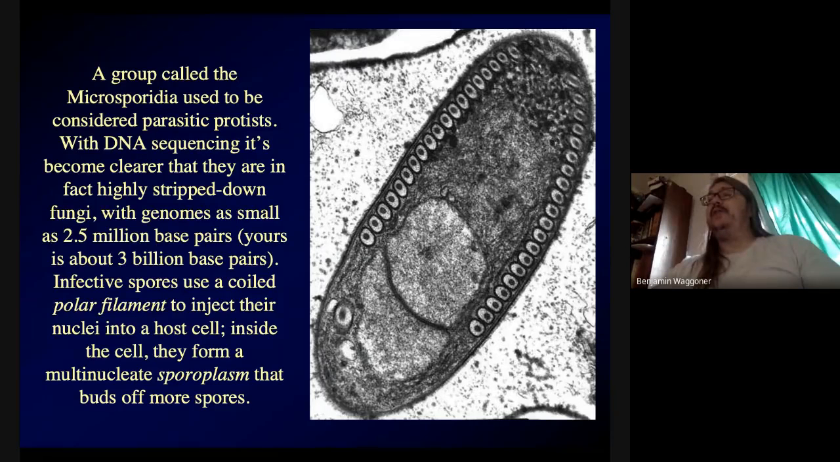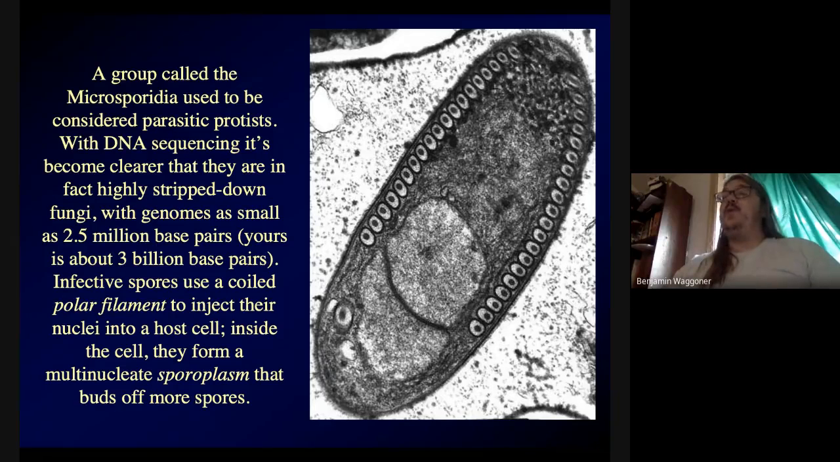What you're looking at is a slice through a coil, right? Imagine taking a bed spring and slicing it down the middle. What you'd see would be a bunch of round cross sections through the wires that you cut. That's what you're seeing here. You're seeing a slice through a coiled up structure called a polar filament.